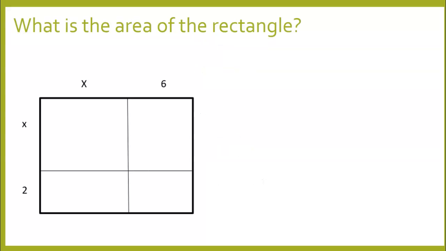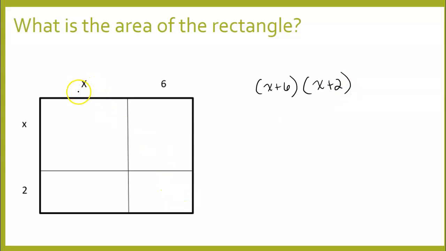Today we're going to expand that into multiplying binomials and trinomials. So let's start by looking at the area of the rectangle. This box here shows that I have a length of x plus 6, and I'm multiplying times a width of x plus 2. I can multiply this in two ways.